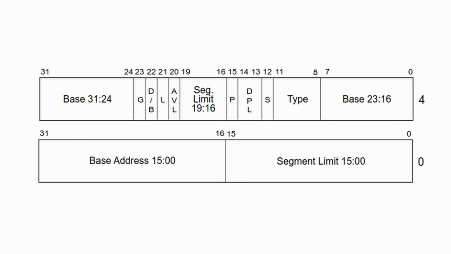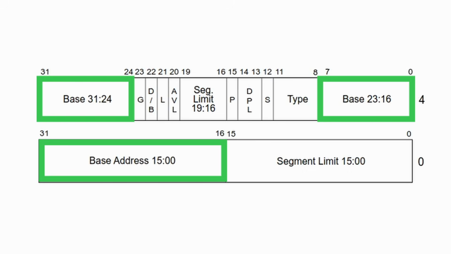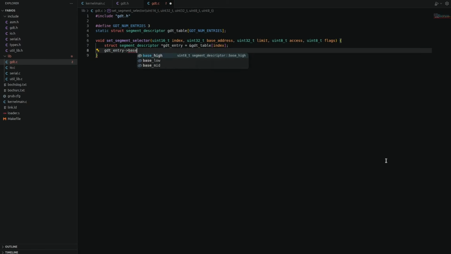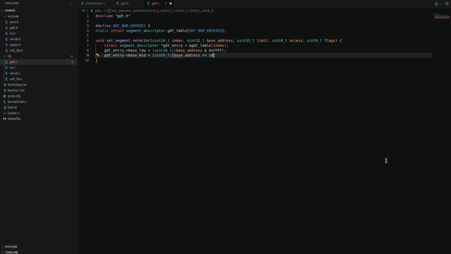And this is where it gets a little messy. So the base address is 32 bits long, but for whatever reason, maybe some compatibility issue, it's not placed in one piece into the descriptor. We have to chop it up and place it here, here, and here. So let's say we have this as our base address, then we have to put this part here, this part here, and this part here. And in C, we use a bunch of bit level operations to do that.